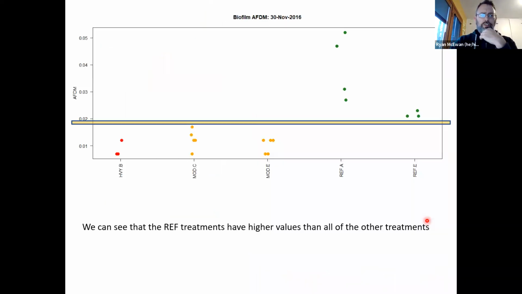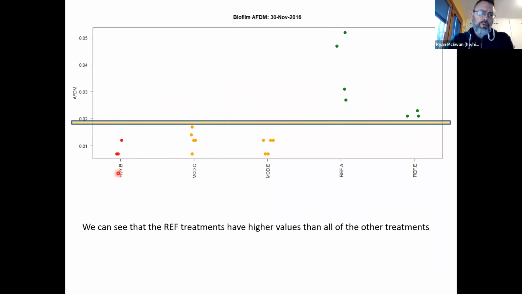In terms of effects, I went back to the whatever you want to call this, dot or point graph or something. And we can see very clearly here, I just drew this line in PowerPoint, but you can clearly see that ref E and ref A look substantially higher than heavy, moderate. These are two moderate sites.